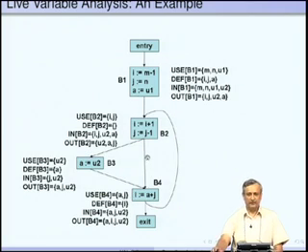So, I hope this gives a flavor of how the backward flow analysis happens. It really does not matter, I can do B1 first, then B2, then B3, then B4, and keep doing these computations of in and out.